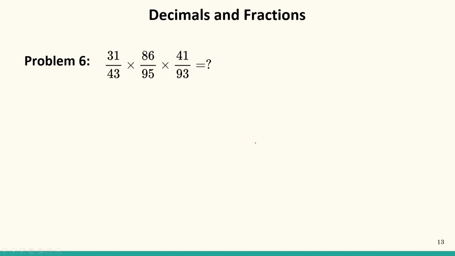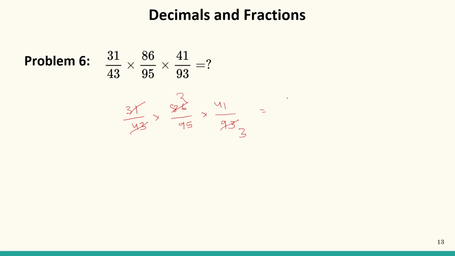So let's jump into problem number 6. It asks us to multiply three fractional numbers: 31 by 43, 86 by 95, 41 by 93. So what you can see here is 31 by 43 into 86 by 95 into 41 by 93. You can see that 43 into 2 is equal to 86. And is there anything else? Yes, 31 into 3 is equal to 93.